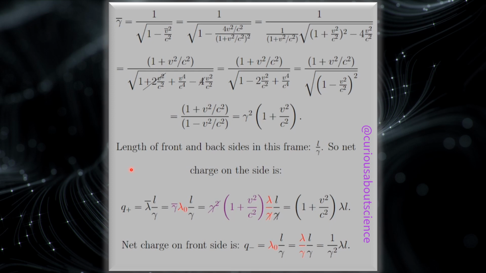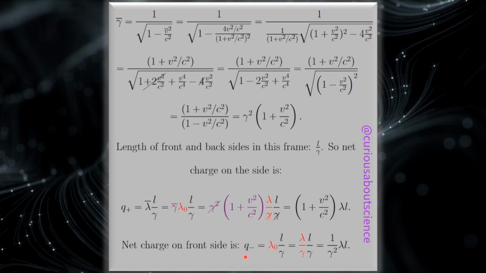Alright, so the length of the front and back sides of the frame have to have the contraction, so that's L over gamma. So net charge on the side is Q plus is equal to lambda bar times L over gamma, and then we'll let the color coordination start speaking for itself. We just saw what gamma bar was right up here, plug it in. We have lambda naught, which is equal to lambda over gamma. Then we also have L over gamma, so we have a couple gammas canceling, and we see what we're left with in that frame.